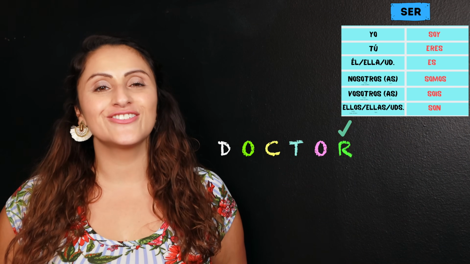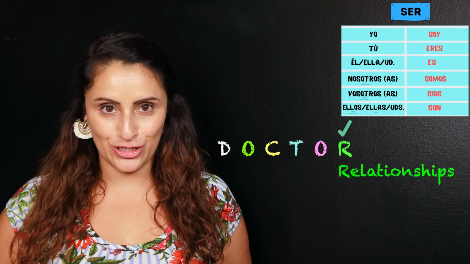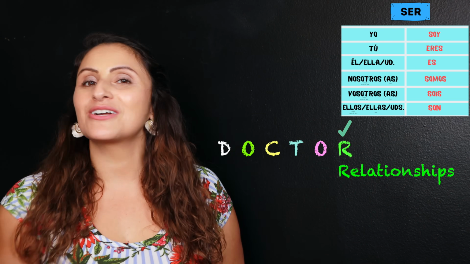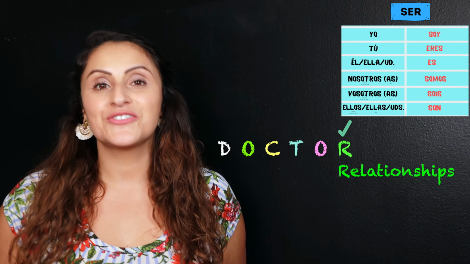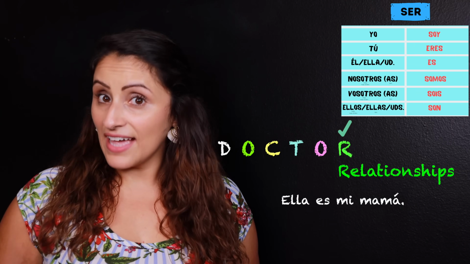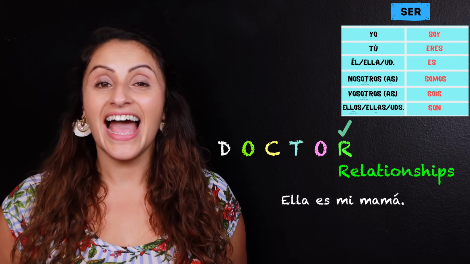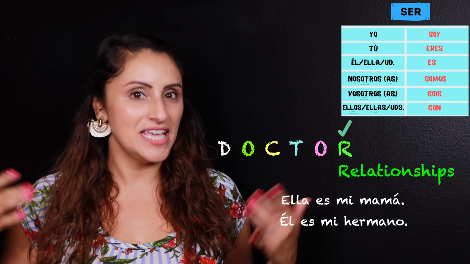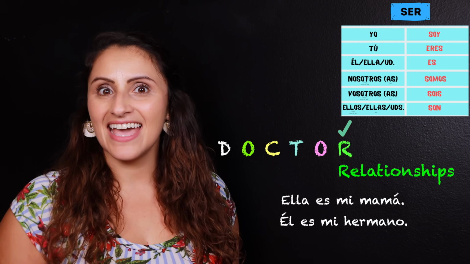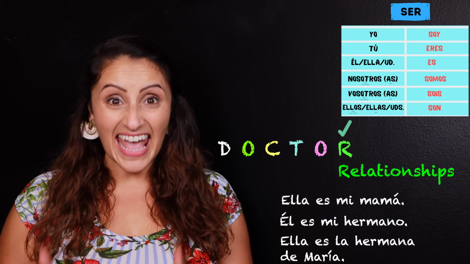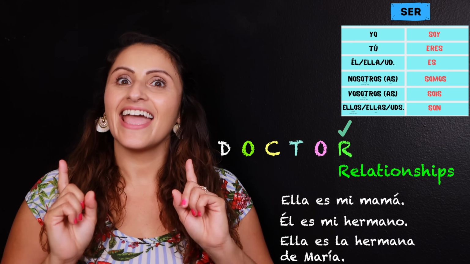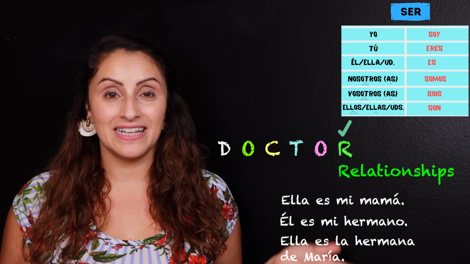And the last letter in doctor is that R. And we're going to use that R for relationships. So we need to remember, when we're talking about relationships, we're going to use the verb ser. So I will say, ella es mi mamá. Él es mi hermano. Ella es la hermana de María.